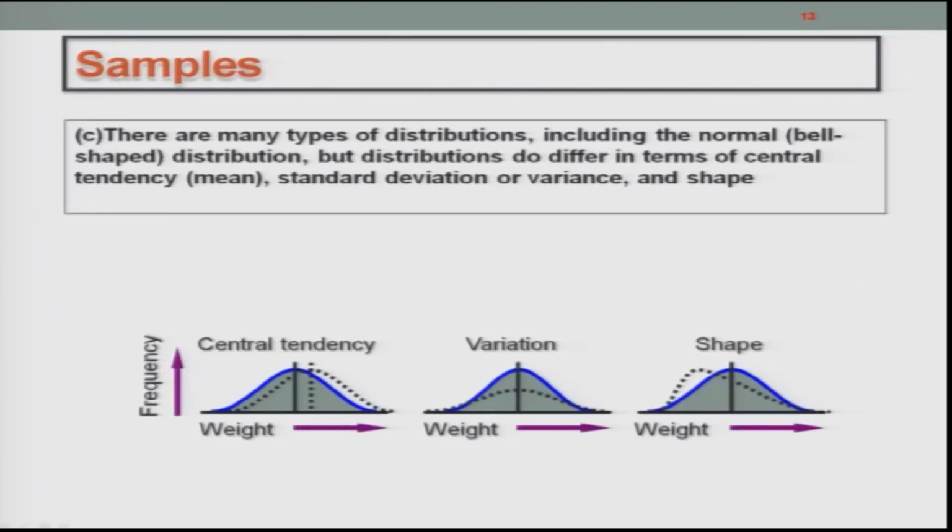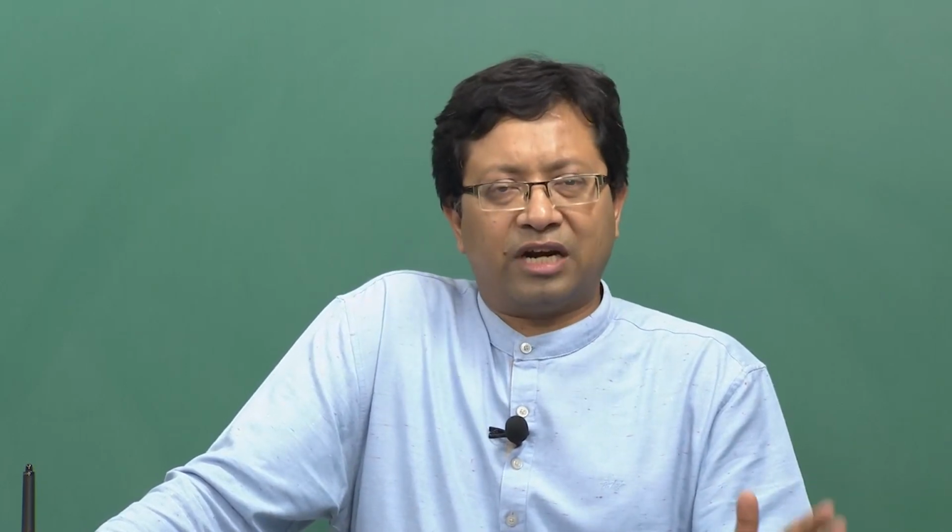Now, there are many types of distributions, including the normal, which is the bell shaped curve, which I just mentioned a few seconds back, but the distributions do differ in terms of the central tendency. So, the word central tendency which we will use will be with respect to the mean, which is the center of gravity of the distribution. Other central tendencies may be the mode, may be the median, but we will stick to the study of the mean as such for the statistical process control charts.